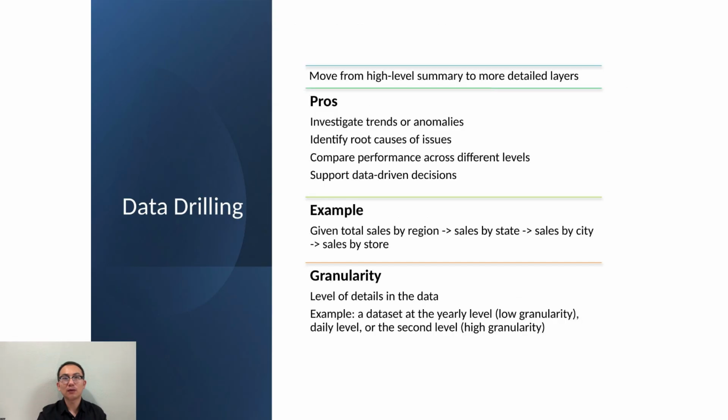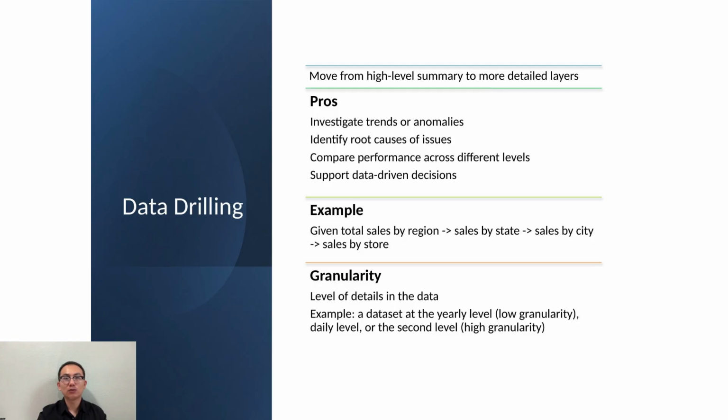Now let's talk about data drilling. This is where we zoom in on our data. Data drilling lets us start from a high-level summary, then dig deeper to understand what's driving those numbers. For example, we might begin by looking at total sales by region. Then we drill down into sales by state, then by city, and even by individual store. Data drilling helps us investigate trends or anomalies. If something looks unusual at the top level, you can drill down to find out what's really going on underneath.